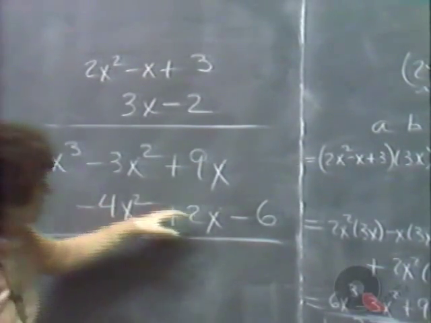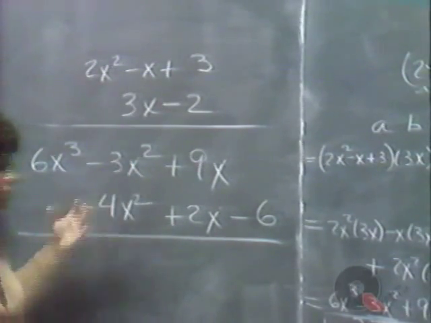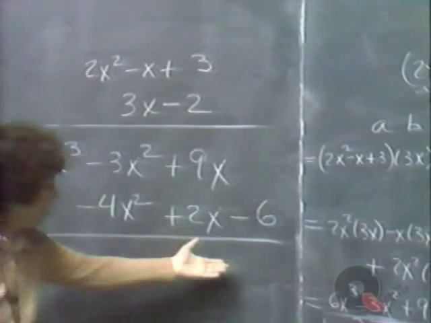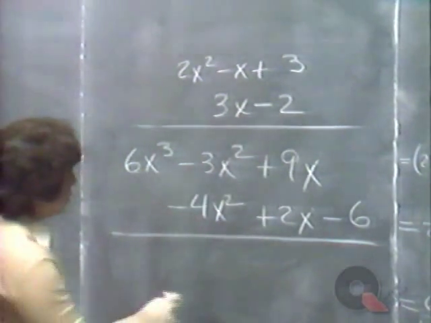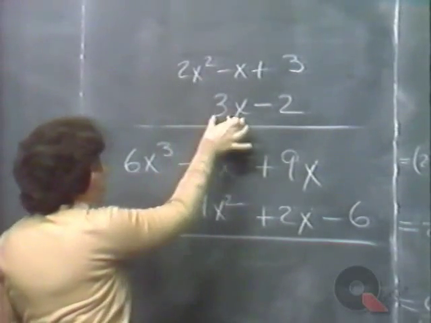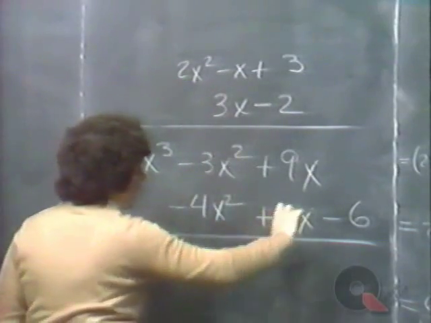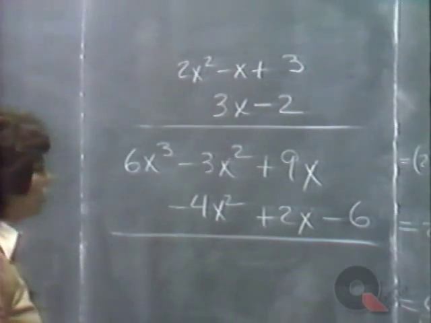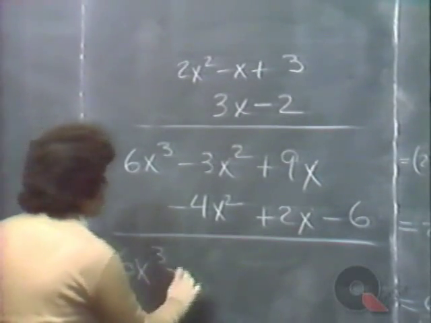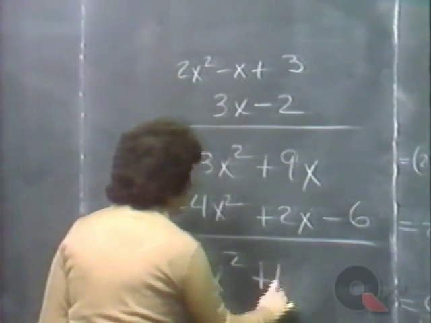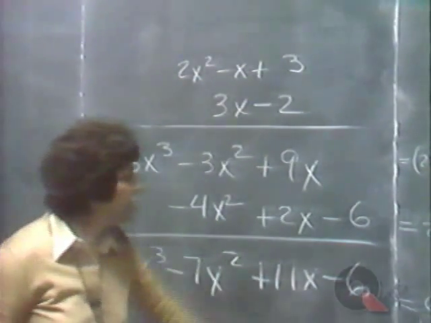Okay, when I wrote the second line, I put the x squared term under the x squared term. This sort of helps us when we're going to be adding at the end, because we have our like terms underneath each other. What I did is first multiply 3x by everything in the top row, then multiplied minus 2 by everything in the top row. Then you add: 6x cubed minus 7x squared plus 11x minus 6, which is, of course, the same answer that we got to the problem the last time we did it.